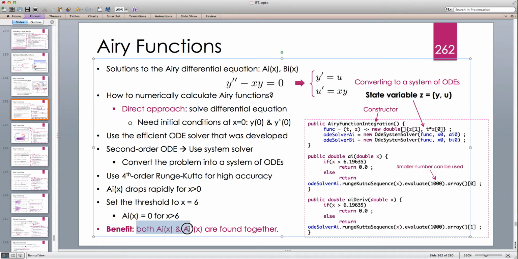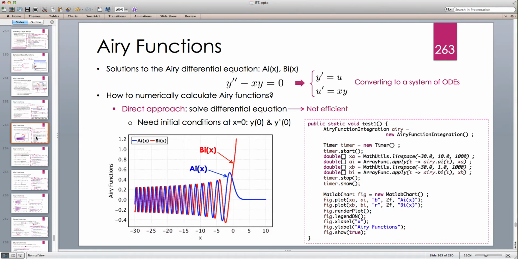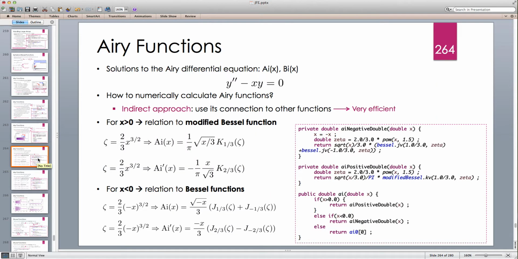And the benefit of this approach was it immediately gives us both the Airy function and its derivative, right? That's the benefit of solving this system of ordinary differential equations, because we immediately solve for both y, which is the Airy function, and u, which is our auxiliary function, or y prime, right? And then this was the example that I discussed, and we saw that this provides good results in terms of oscillatory behavior for negative x, and then exponential behavior for positive x. However, it was not efficient.